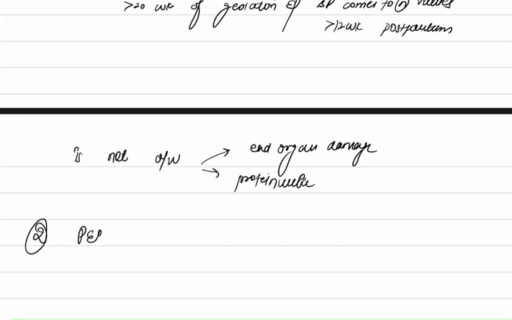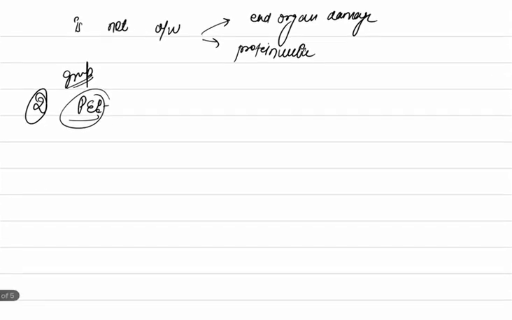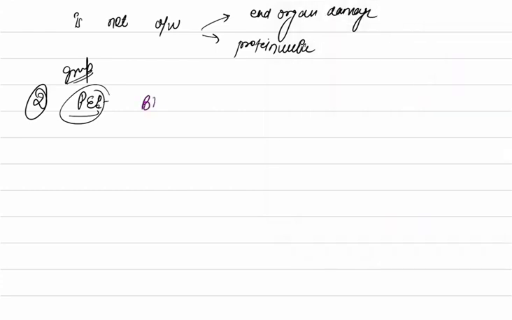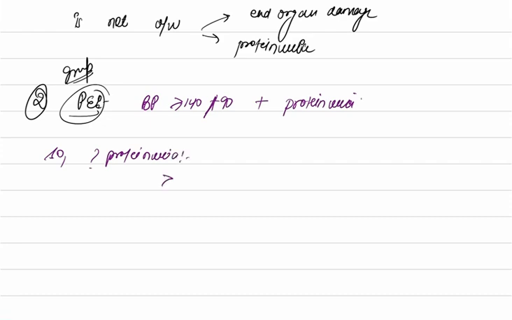Second is preeclampsia. That is important. How to define preeclampsia? Preeclampsia can be defined as BP more than or equal to 140/90, but also associated with proteinuria. So, how do we define proteinuria? Proteinuria is defined as more than or equal to 300 mg of protein in a 24-hour urinary sample.